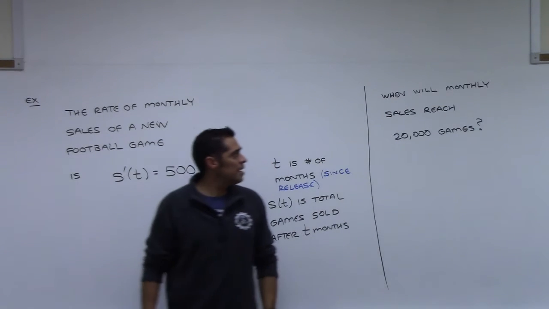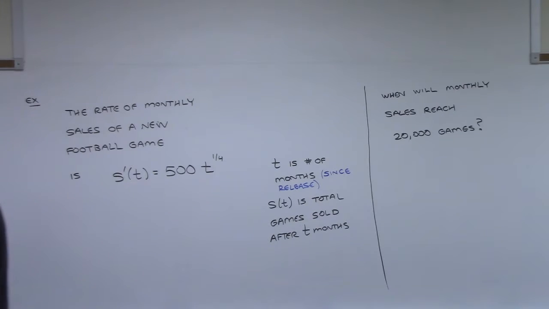When will the monthly sales reach 20,000 games? Can anybody tell me what this question is asking you for in terms of the functions? How long will it take to reach 20,000? Okay, how long will it take? So how many months, right? So they're asking for a t, right? They're asking for a t. They're saying, at what t will the 20,000 happen? Will S equal 20,000?